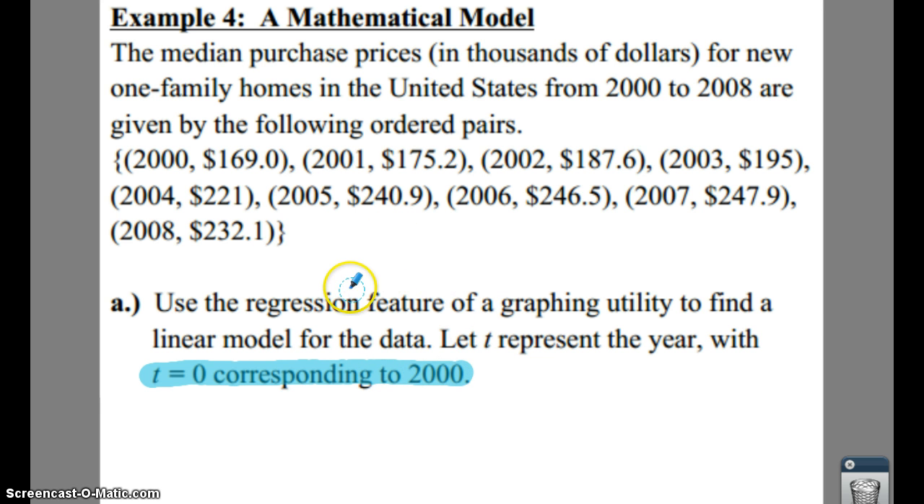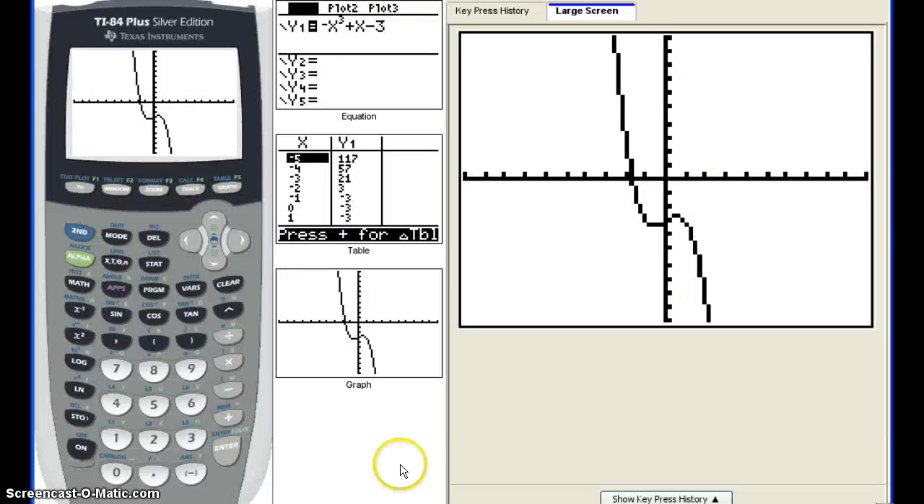So what that means is when we plug these values into our calculator, we're not going to plug in a 2000. Instead, we're going to be plugging in a 0. For 2001, we're going to be plugging in a 1, and a 2 and so on and so on. So here are the keystrokes you need to plug this into your calculator.